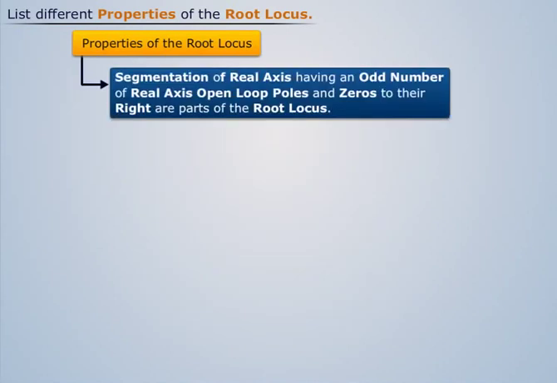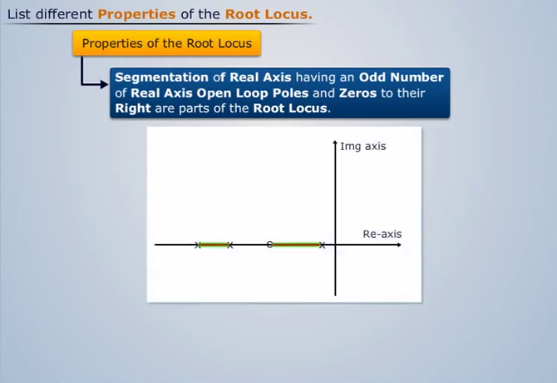Segments of real axis having an odd number of real axis open loop poles and zeros to their right are part of the root locus. For example, for the system with poles and zeros on the real axis, that will be a part of the root locus.